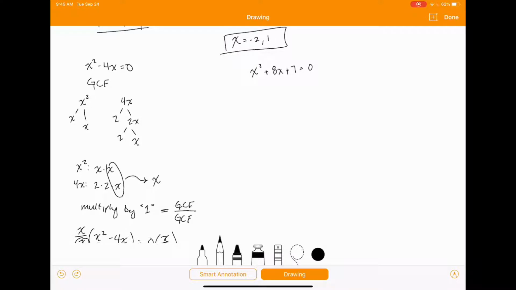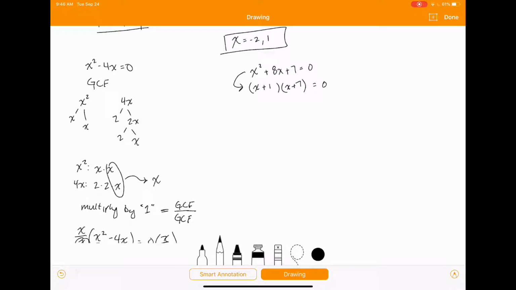And so what we want to do is kind of unfoil this. If you remember, foiling was a method we used to multiply binomials together. But when we unfoil, we call it factoring. So we're going to take this and turn it into the product of 2 binomials. In this case, it's going to end up being x plus 1 and x plus 7.